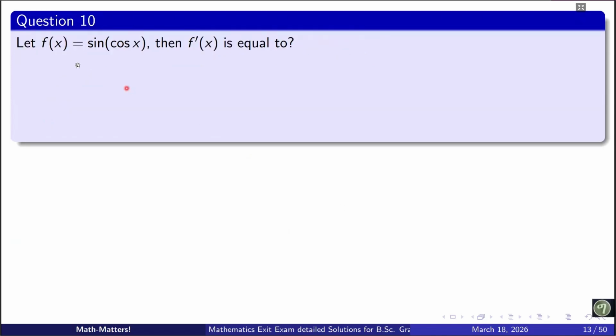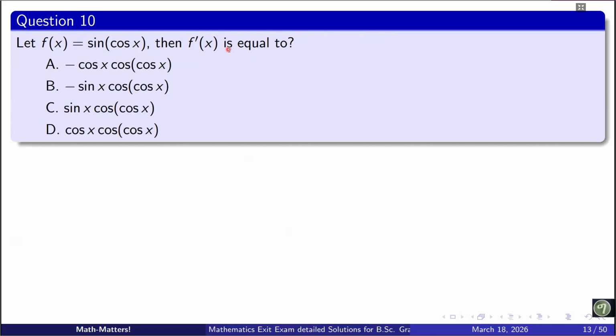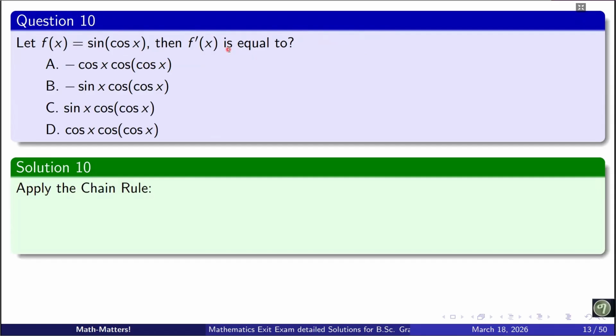Next question: let f of x equal sine of cosine x, then find f derivative of x. In order to find the derivative of this function with respect to x, using the chain rule, we have d dx of sine of u equal to cosine of u times u derivative, whenever u is equal to cos x. It is just substitution like in integration.